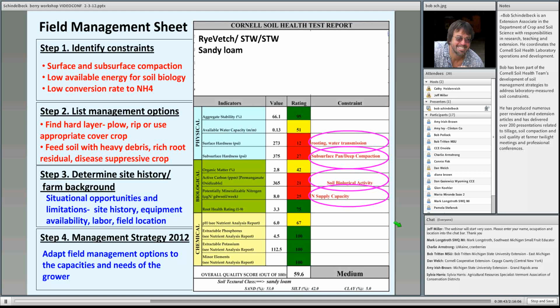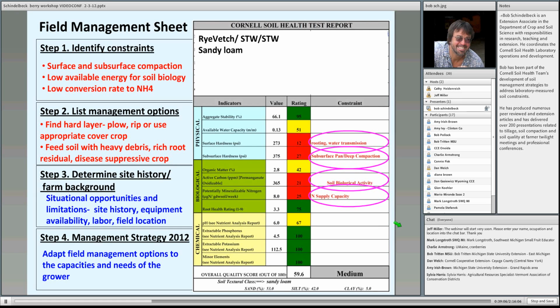For example, we look at the aggregate stability, the first physical indicator. We see that it comes back at a 95% rating. It's in the green. So we've got a really nice soil structure according to the test. Yet, as we move down the list, we see that there's surface hardness and subsurface hardness. So we've got some compaction in the soil, which we'll want to take into account as we move forward.